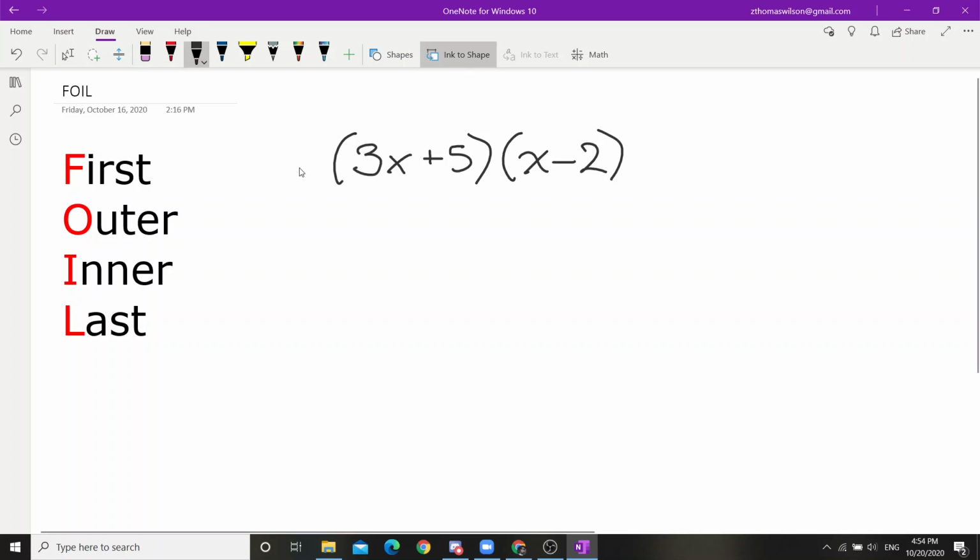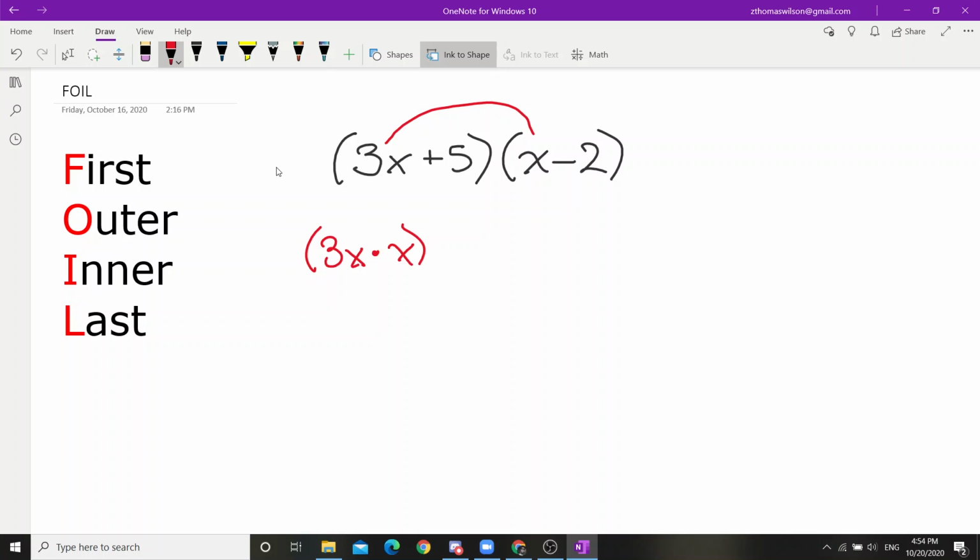So, if we apply this method to this problem, we would start with first. First just means we take the first numbers of each group. So we distribute the 3x to the x. That gives you 3x times x. And so that's marked off.